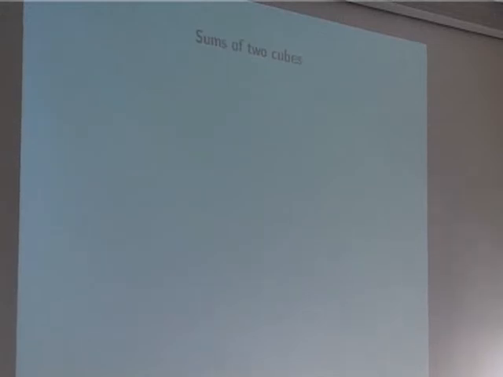So let's look at this problem properly. Sums of two cubes. The simple question is, which positive integers n can be written as the sum of two cubes of rational numbers? That's something that you could describe to just about anybody on the street if they stopped you.